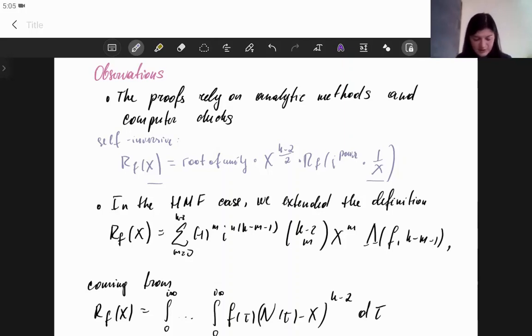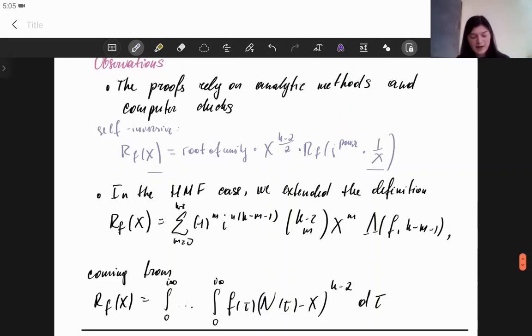Another observation is that in the Hilbert modular form case, we extended the definition of the period polynomial in a natural way, in the sense that the coefficients are also given by critical values of the L-function. But it's not clear how our definition is natural in the sense of cohomology. So in particular, all of the proofs that we've seen tell us that yes, the roots are on the unit circle, but they don't really tell us why. And it would be interesting to see if any of the information from the cohomology can tell us why the roots are on the unit circle from maybe a more algebraic standpoint.